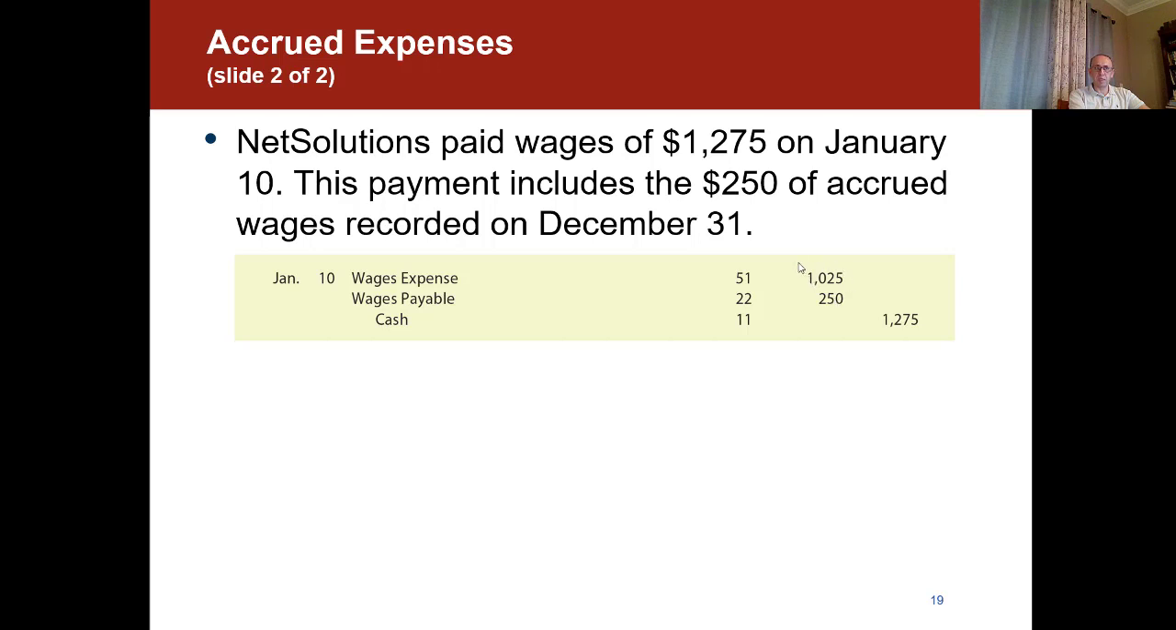And then they worked for the other 8 days, and that's directly wages expense. But these are related to the month of January. So we have $1,025 wages expense. Remember, expenses are debit. They like to be recorded on the debit side. And then we have cash on the credit side for the total. So out of the $1,275 that we paid on January 10th, $1,025 are related to 8 working days of January, and then $250 are 2 working days for the month of December.